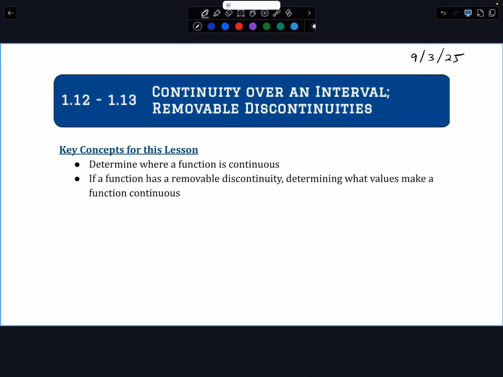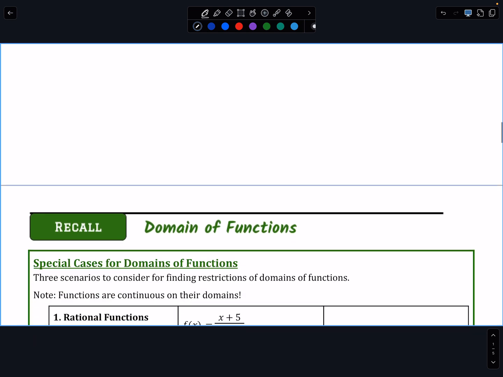So in this lesson, we're going to determine where a function is continuous, and then if it has a removable discontinuity, what values would make it continuous. So there's only a couple boxes. One of them is going to talk about domain.